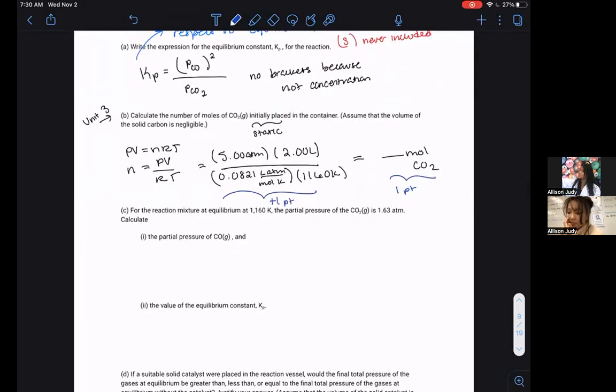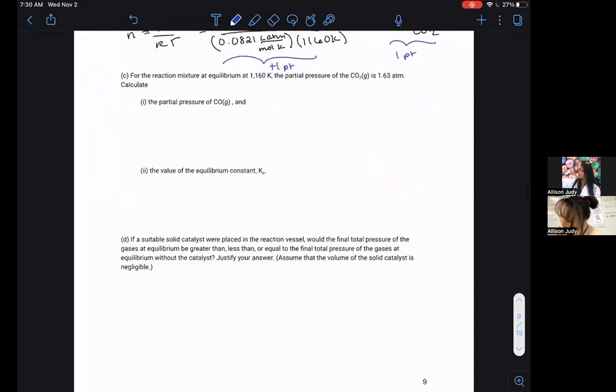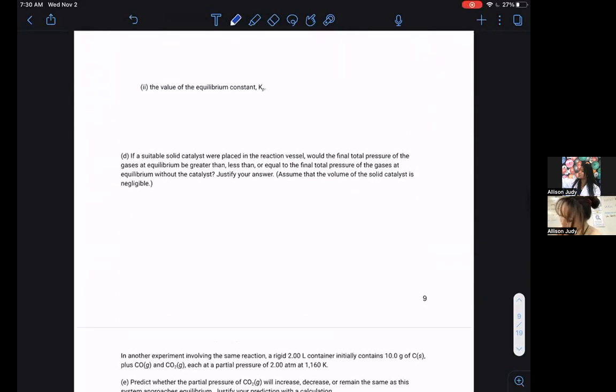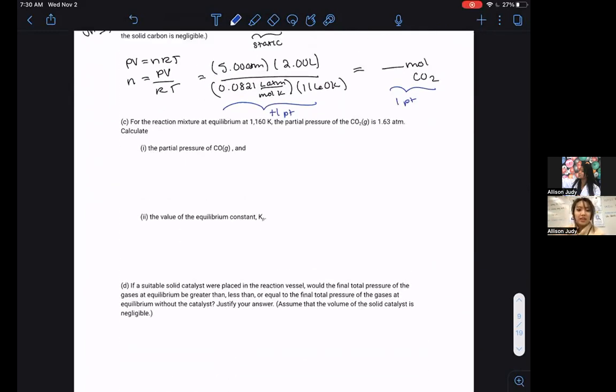Okay, so part C. We have C, D, and E, and that will be the end of AP question 2. For part C, we are told that for the reaction mixture at equilibrium, the partial pressure of CO2 is 1.63 atm. Calculate the partial pressure of CO.